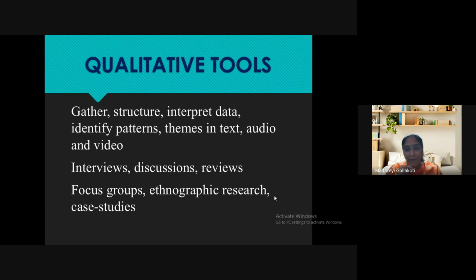Whenever we buy something online, they will ask us, isn't it? Can you please write a review on this? How the product is. So even when you order food on Zomato or something, immediately they will ask, can you write a review on this? Why? Because they want to gather the opinion. They want to understand the customer behavior, isn't it? So that is why qualitative tools help us in getting such kind of information. It can be done through focus groups, ethnographic research, and case studies.